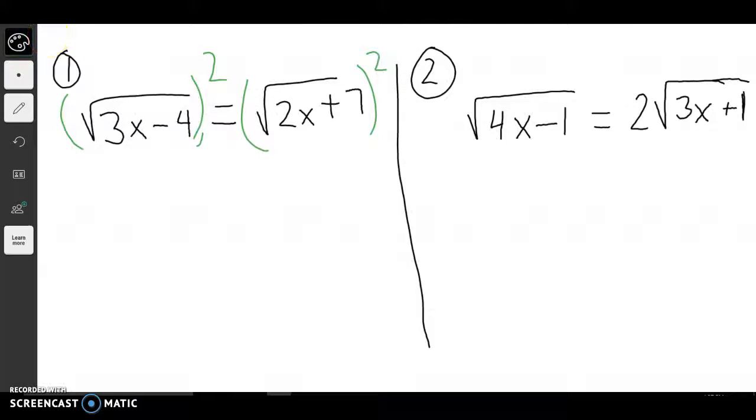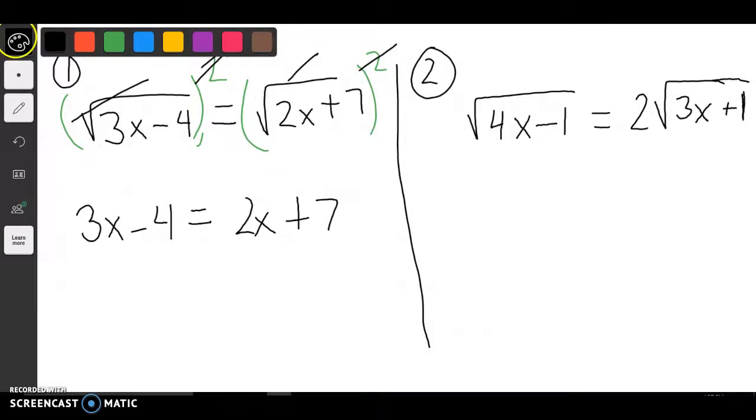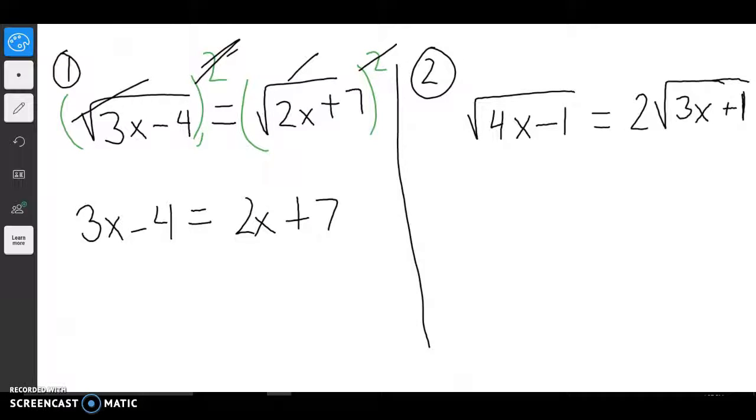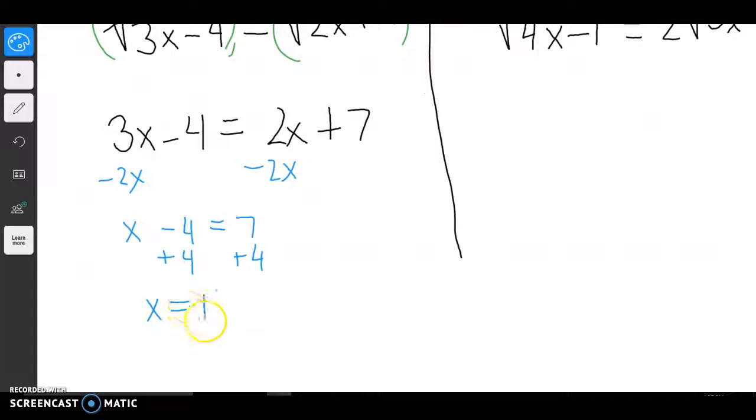And when I square both sides, well, the square and the square root cancel. The square root and the square cancel. And you're just left with 3x minus 4 equals 2x plus 7. And now this is kind of nice because we can solve pretty easily. So when I solve this, I would subtract the 2x from both sides. And I'd get x minus 4 equals 7. I would add 4 to both sides. And I would get my final answer as x equals 11.